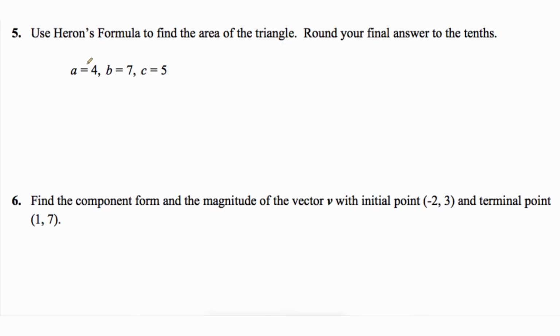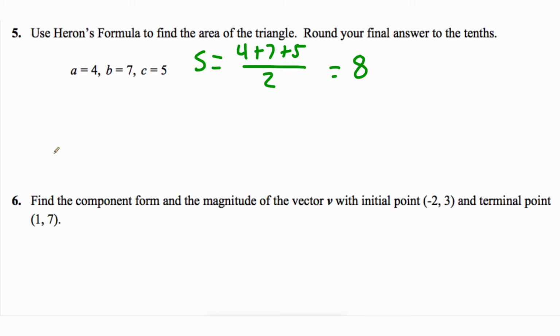Taking a look at problem number 5, we're asked to use Heron's formula in order to find the area of this triangle. So we've got the three sides given to us. In order to use Heron's formula, we're going to need to know what our semi-perimeter is. So that means we have to add up all the sides and then divide by 2. When we do that, that S value, or semi-perimeter, ends up being 8.